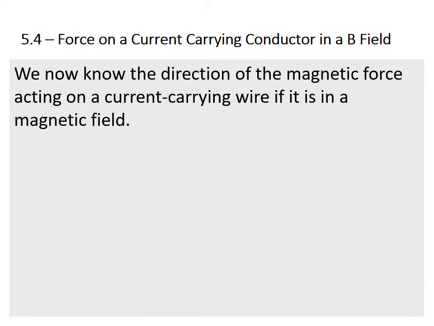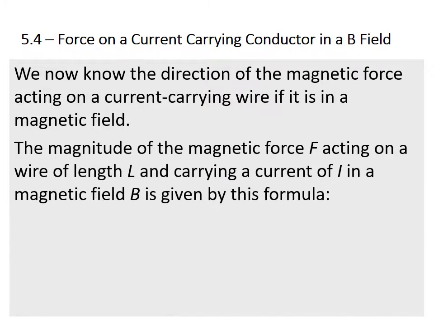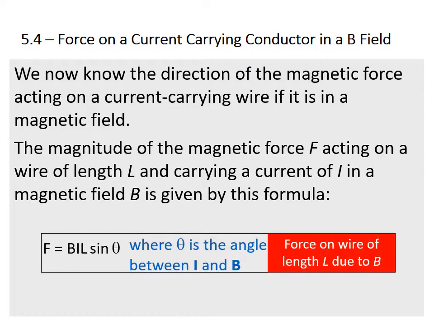Okay, so we now know that the direction of the magnetic force acting on a current carrying wire, if it is in a magnetic field, can be determined using the right-hand rule. The magnitude of the magnetic force, F, acting on a wire of length L and carrying a current of I in a magnetic field B is given by this formula, F equals BIL sine theta, where theta is the angle between I and B.